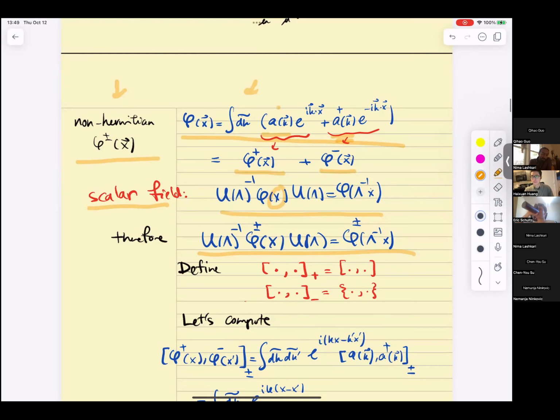So now let's take these, A and A dagger, and define the following notation. The commutator, we're going to call it with a bracket with a minus, and the anti-commutator with a bracket with a plus.